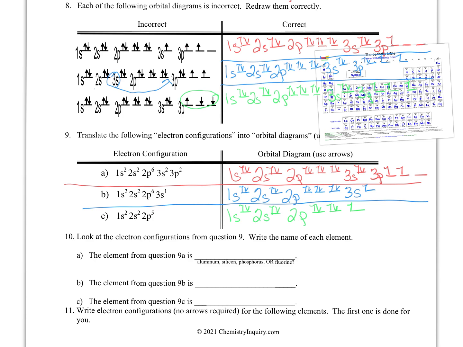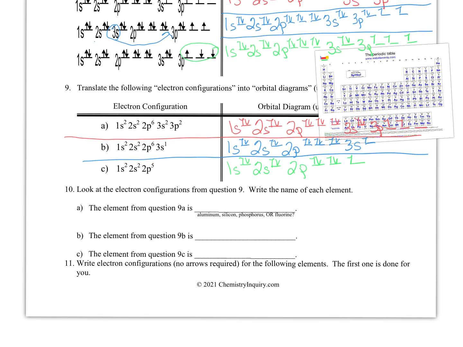All right, question number 10. Look at the electron configurations from question 9. I guess we should have counted the electrons as we were going. So if we count the electrons, we've got 10 right here, 11, 12, 13, 14. So this is 14. Then we have 10 plus this 1, so that's 11. And then here we've got 5, 6, 7, 8, 9, so that's 9.